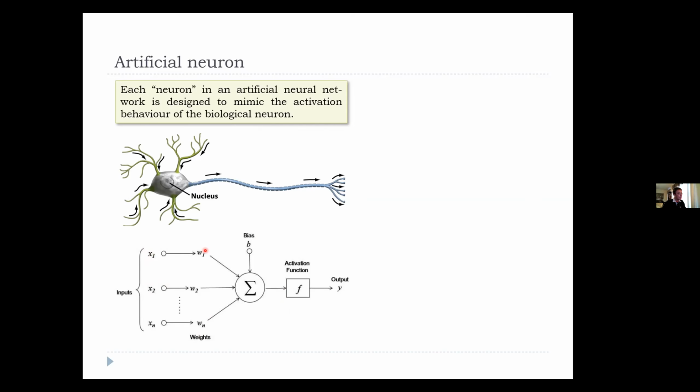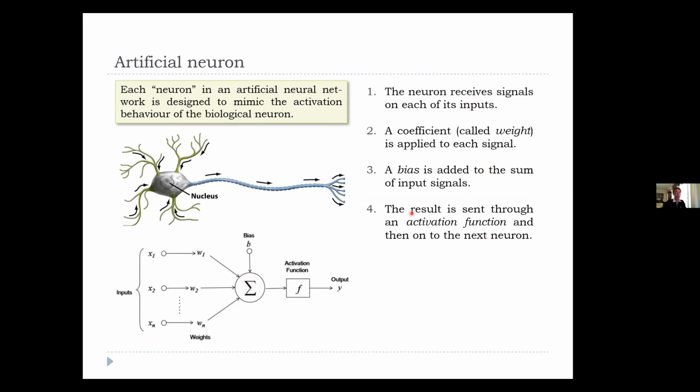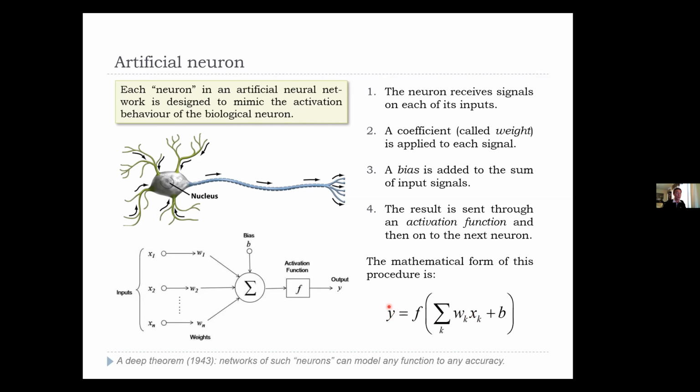A vector goes in, gets scalar multiplied into a set of numbers, summed up, another scalar is added in, through the function on the outside. So we receive the signals on each of the inputs, we apply coefficients to each signal, we add the bias, we pass it through the activation function, and that's the mathematics of it. So a sum of all the inputs times the weights plus the bias through a nonlinear function on the output. So each individual xk is a scalar, and the output here is a scalar as well.